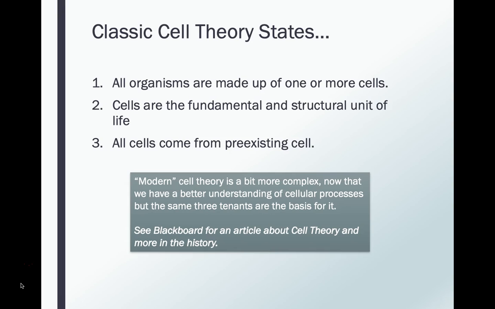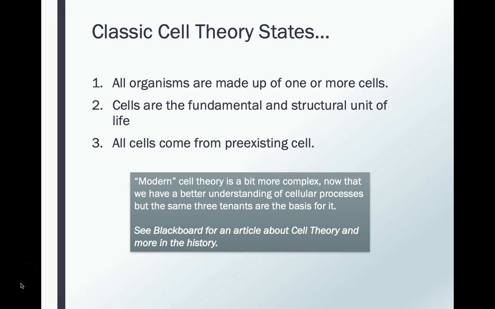So out of all of this, we get the cell theory. The cell theory is made up of three very specific tenets. The first is that all organisms are made up of one or more cells. This tells us that the cell is the smallest unit of living organisms. So anything that is alive is made up of at least one cell. If it doesn't have an entire functioning cell, it's not alive.